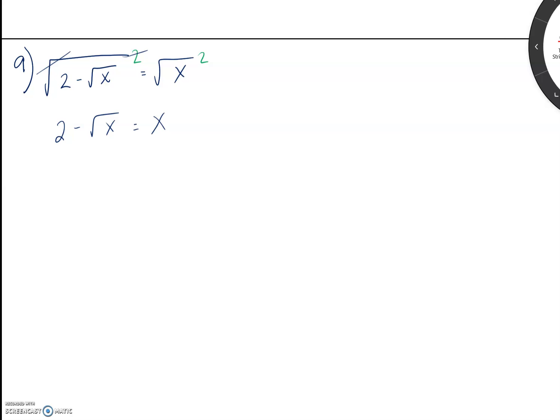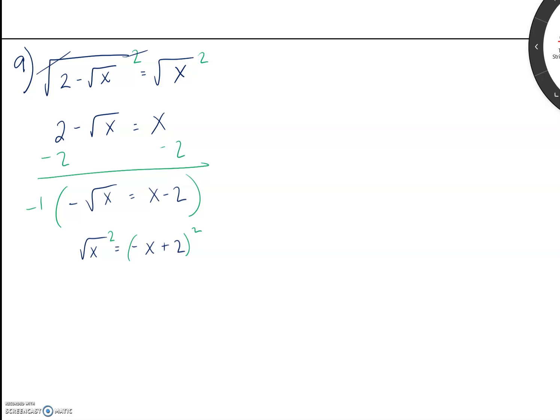So we want to move that 2 over. We also don't want that negative out front over here, so I'm going to multiply the whole equation by negative 1, leaving us with the square root of x equals negative x plus 2. And then I have to square both sides again because of that root. And remember, you have to FOIL that out.